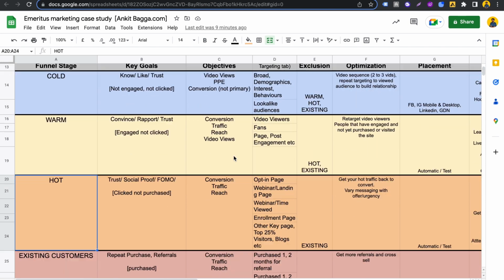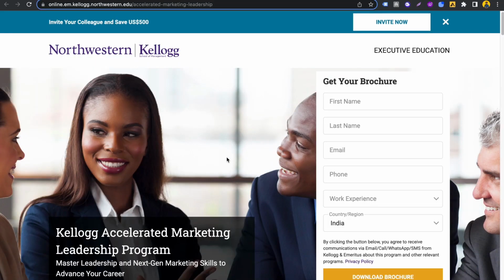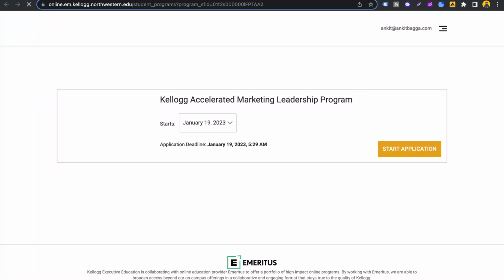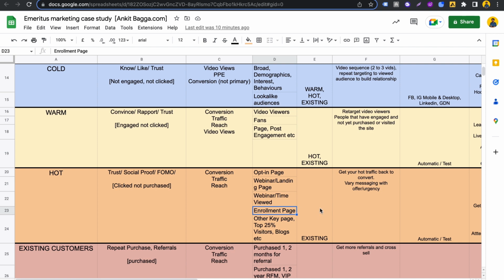In terms of the audience for the hot stage, we will be targeting the opt-in page. So opt-in is anything that you can get the lead for. So you could talk about scholarships, you could talk about webinars as prospective opt-in tactics. There's a webinar that we will be using as part of the flow. There's the enrollment page. So people who are clicking on the enrollment page, they want to apply. So enrollment page could be people who click on the apply now button here, right? So people who've clicked on this could be considered pretty hot.